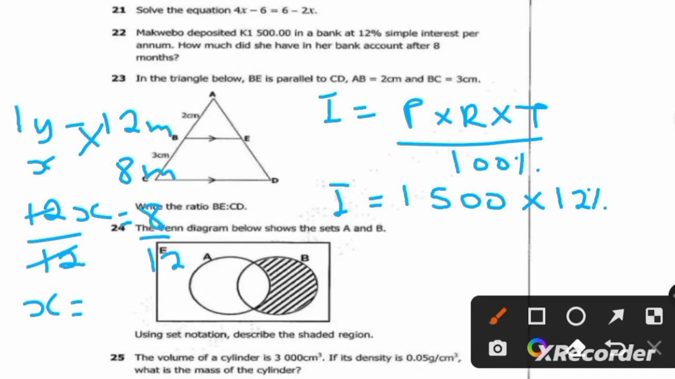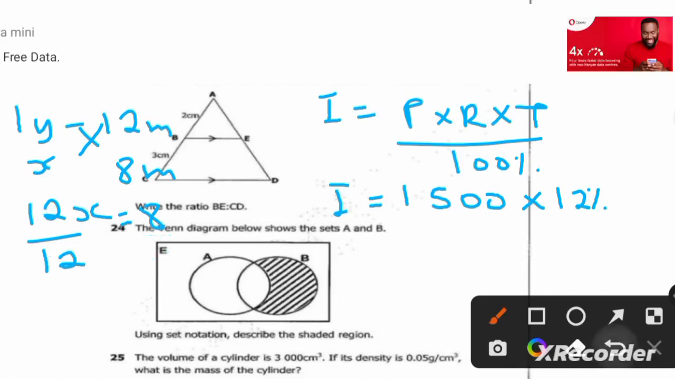8 divided by 12. So here we are simply going to find the number that can go into 8 and 12 without leaving a remainder, and that is 4. 4 into 8 is equal to 2. 4 into 12 is equal to 3. So this is our new time. So our new time is equal to 2 over 3 years. 2 over 3 years.